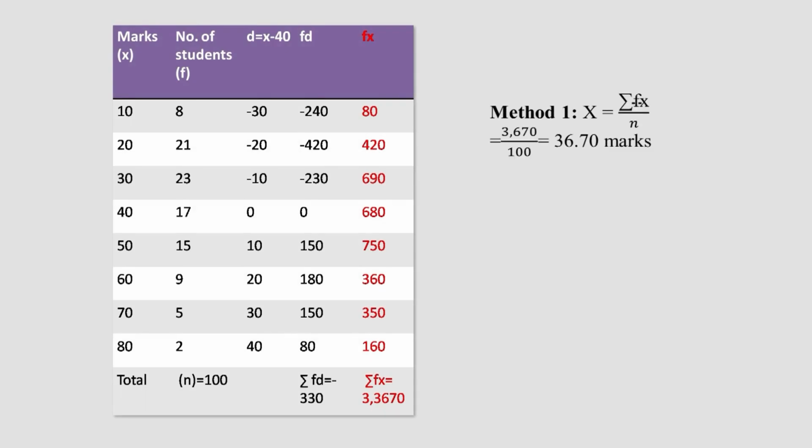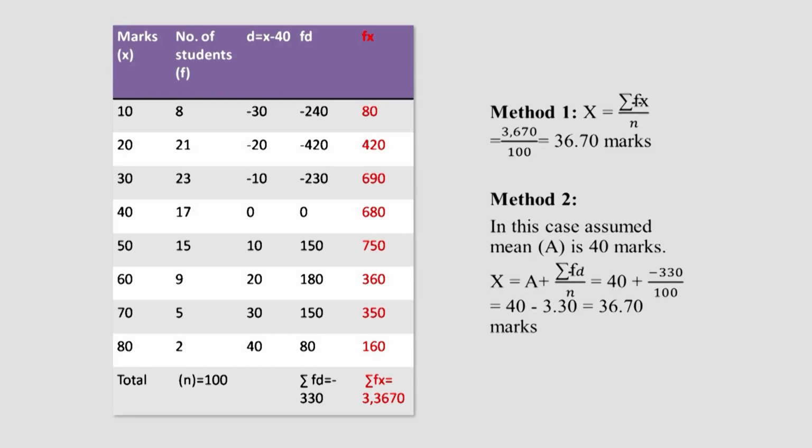Are you ready? All right, let us move. So same data set, we are using a different method. In this method, what do we do? Values of X are given: 10, 20, 30, 40, 50, 60, 70 and 80. The number of observations is the same because the data set is the same: 8, 21, 23, 17, 15, 9, 5 and 2 respectively. The total number of observations is 100. Now, in this case, we try to take an assumed mean. We assume that this would be the mean.